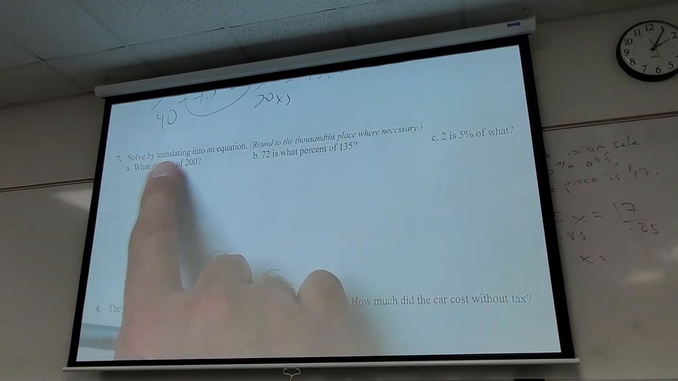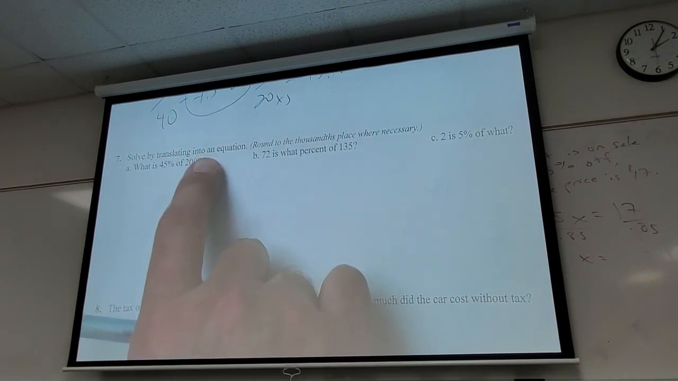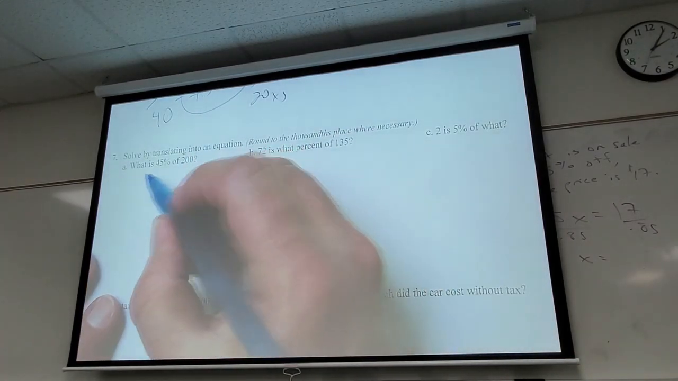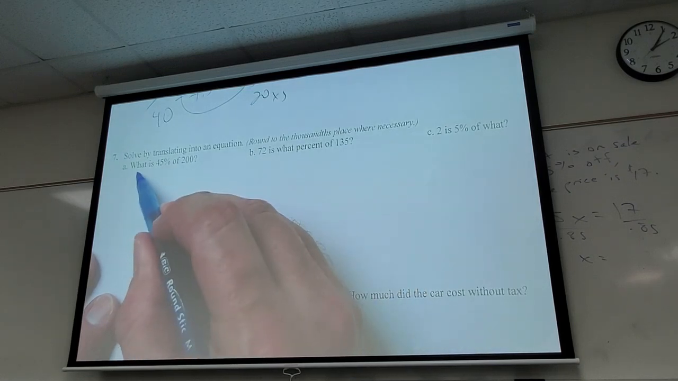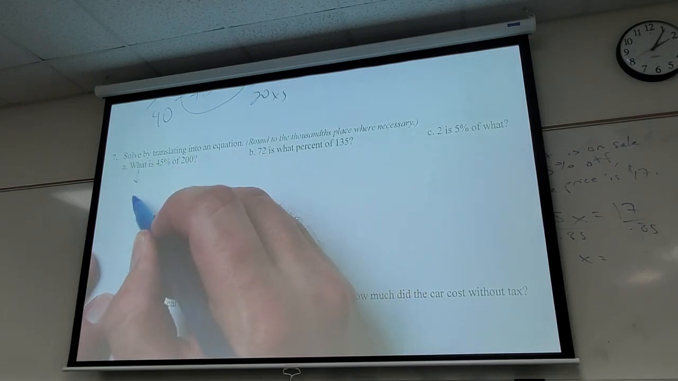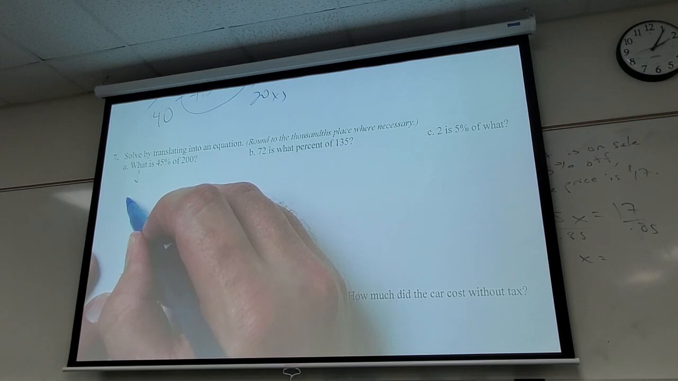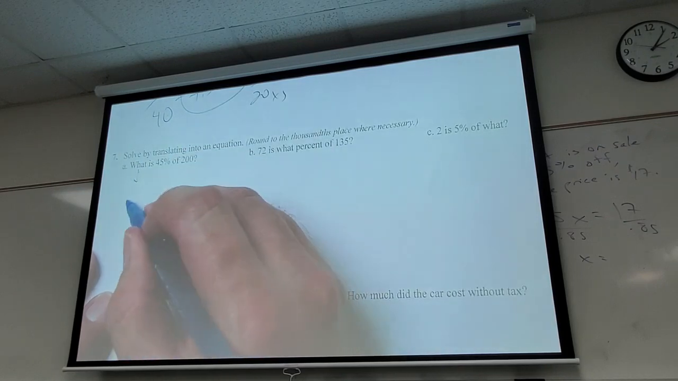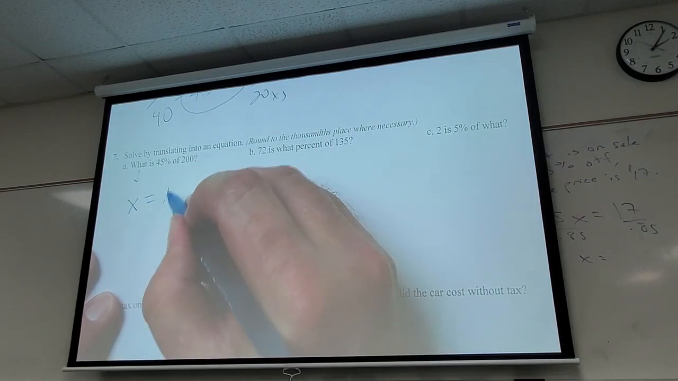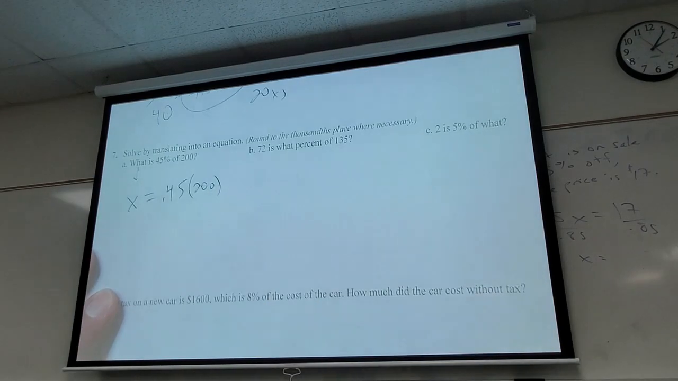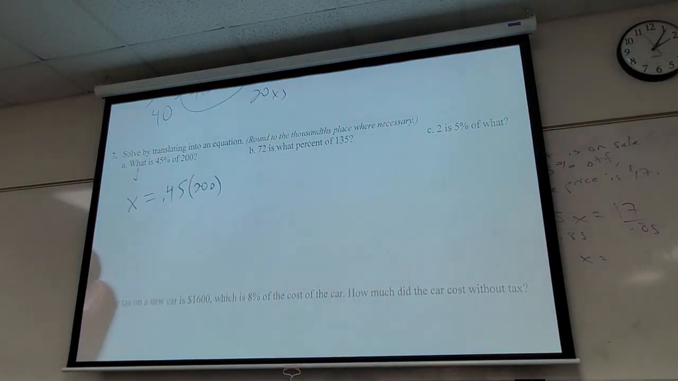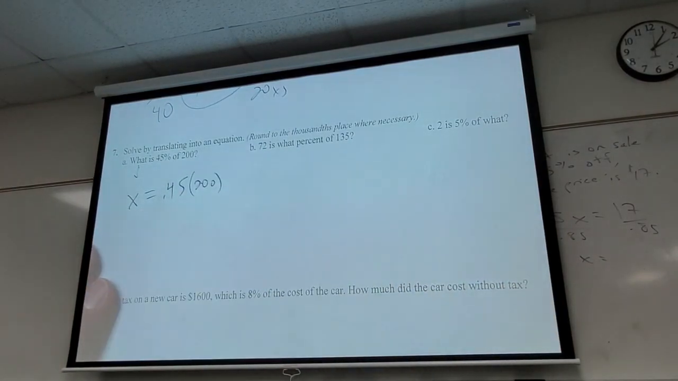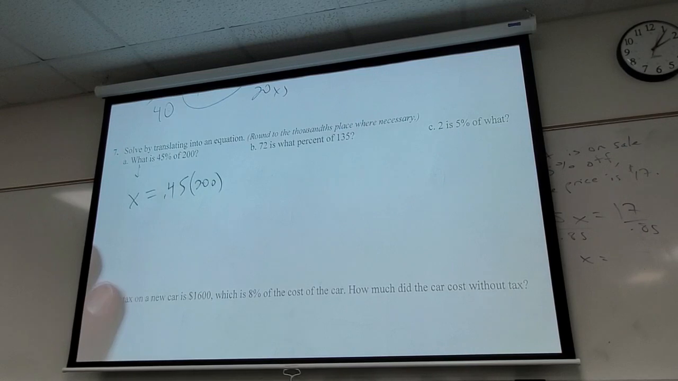This one I specifically said translate to an equation, and I really should have just said whatever way you like, but you guys should all know how to do some equations. So how would I translate this into an equation? 0.45 times, what's the what? x equals 0.45 times 200. 45% of 100 is 45 by definition. So 45% of 200 should be twice 45, 90.